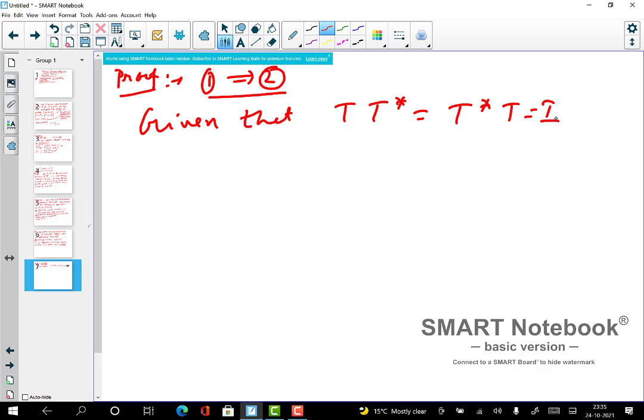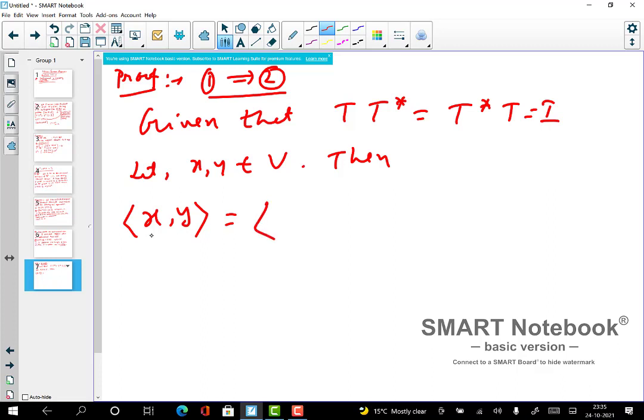Then I need to prove that T preserves the inner product. So let x, y belong to V. Then you start with the inner product of x and y, and you can think of x as the identity applied to x, so x equals Ix. So you can write this as the inner product of Ix with y, but I is nothing but T star T.